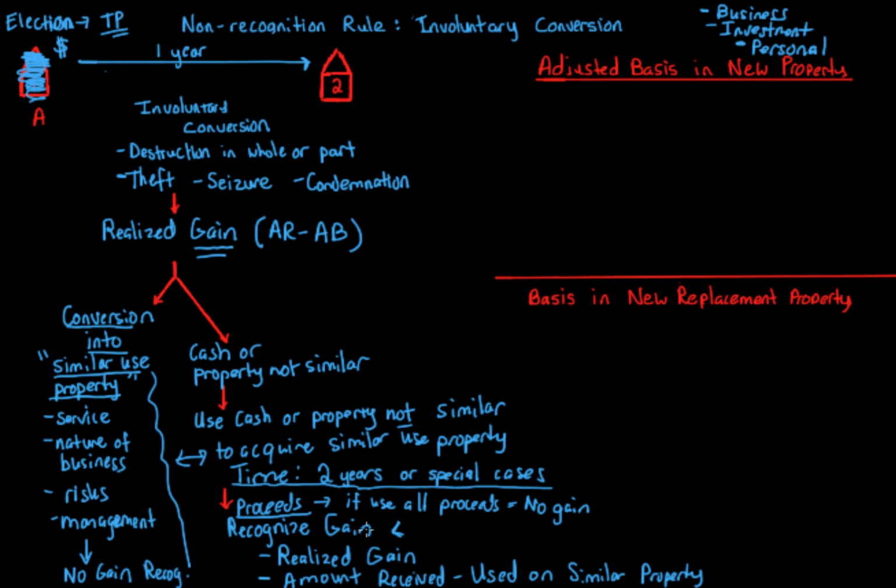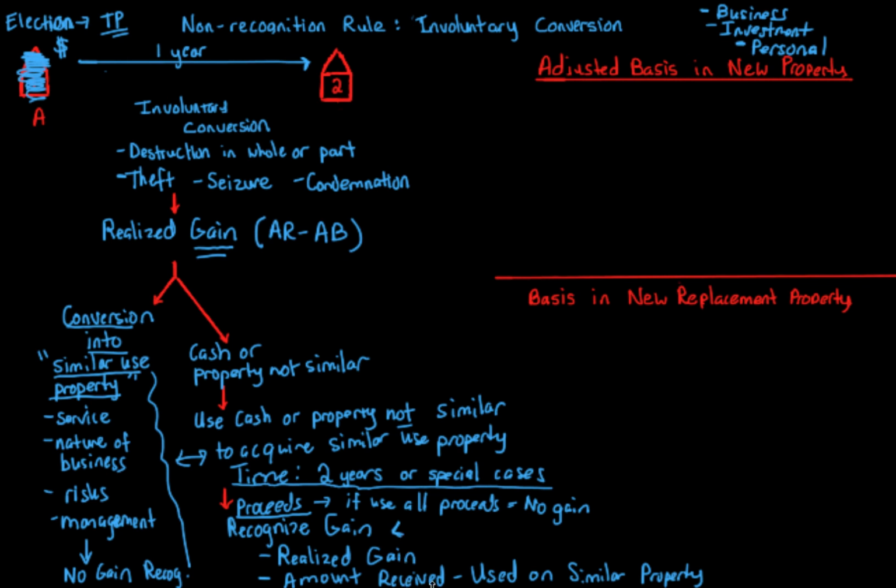So the recognized gain is the lesser of the realized gain, which is $100, or the amount received, which is the $450, minus the amount used on similar property, which is the $350. The other $100,000 was used on non-similar property, so therefore we use that amount. So we use the lesser of $100,000 realized gain or $100,000, so both of them are $100,000, so we use $100,000 recognized gain. See how that works? So that's very important to understand.